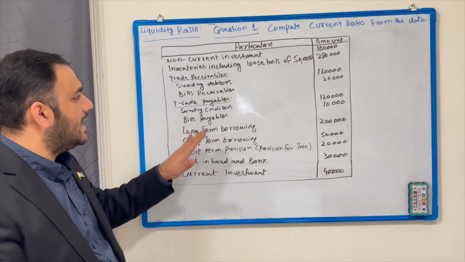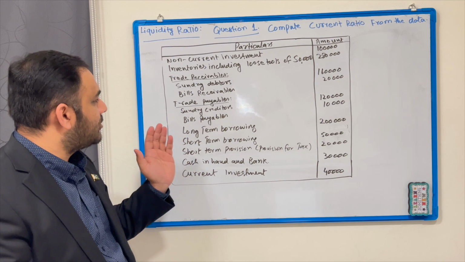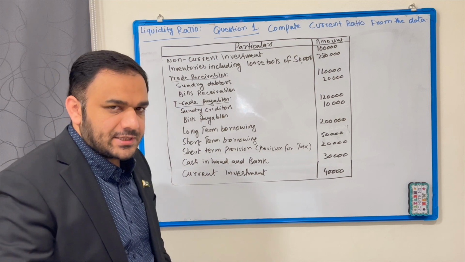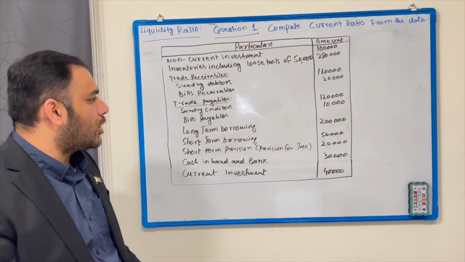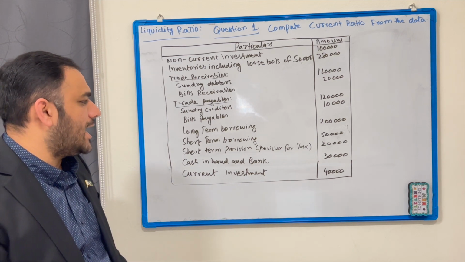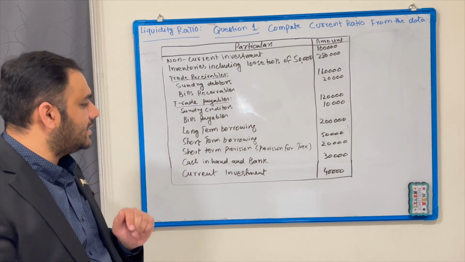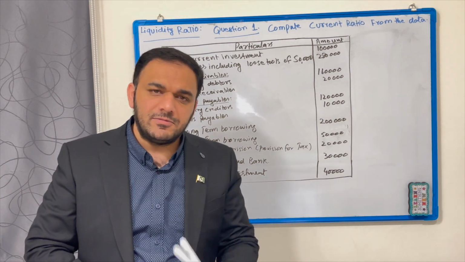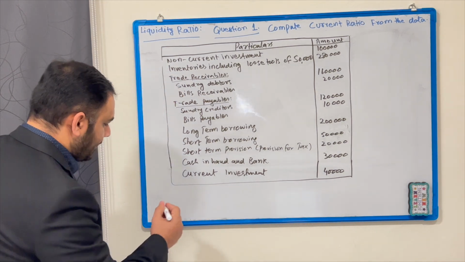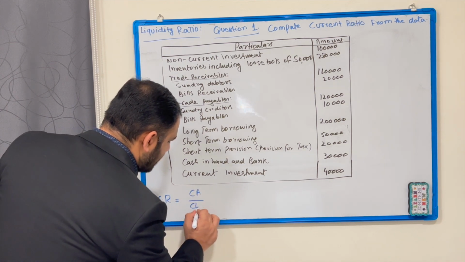After that, in trade payables we have sundry creditors 1,20,000, bills payable we have 10,000. Then we have long-term borrowings 2 lakh, short-term borrowings 50,000, short-term provision we have 20,000, cash in hand and bank we have 30,000 and current investment is 40,000. We will see what is the formula for current ratio. We discussed before, that was current ratio equals current assets over current liabilities.